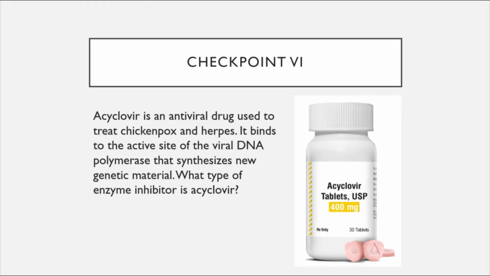Acyclovir is an antiviral drug that is used to treat chickenpox and herpes infections. The way that it works is by binding to the active site of the viral DNA polymerase enzyme that is responsible for synthesizing new genetic material for future viruses. What type of enzyme inhibitor is acyclovir? Is it a competitive or non-competitive enzyme inhibitor?